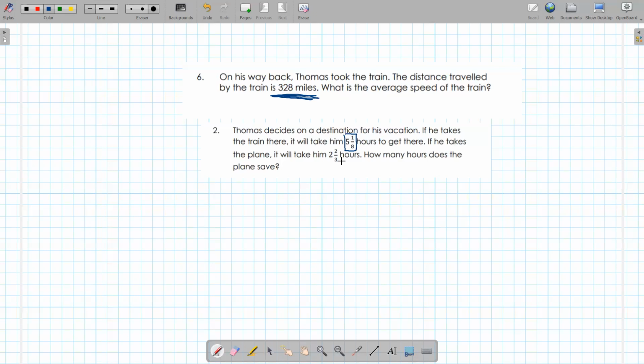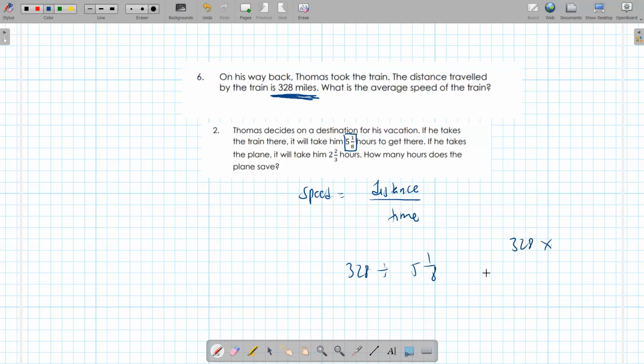Time over distance? The other way around. Speed is distance over time, okay? So we know the distance is 328. We know the time is 5 1/8, so we just divide one from the other. So it's 328 divided by 5 and 1/8, like that. So do you turn that into an improper fraction?